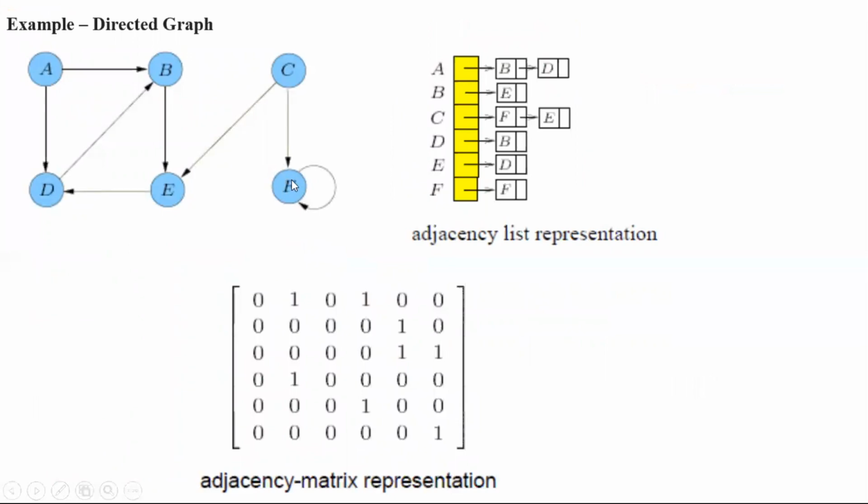Here is an example for a directed graph. We have the directed graph. This is the adjacency matrix representation, and this is the adjacency list. A is connected to B and D. C is connected to F and E, etc.